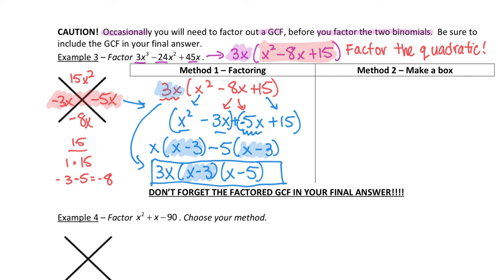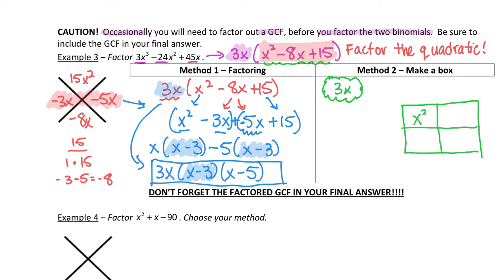You might like this one a little bit better. So a lot of steps here. I'm going to put this 3x over here to the side just to remind me that I need to put that in my final answer. So let's make our box here. Now I'm only using this part here. So my first term is the x squared, and then the 15 goes down here. I've got from my x games the negative 3x and the negative 5x. And then we're going to find our GCFs.